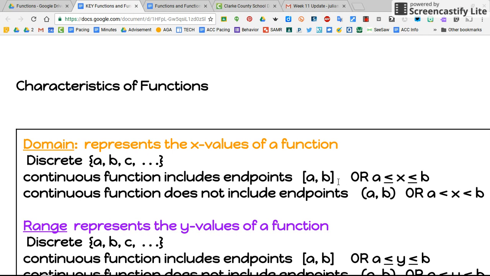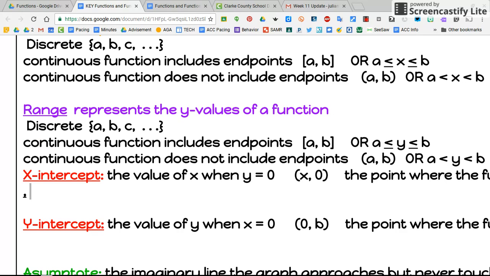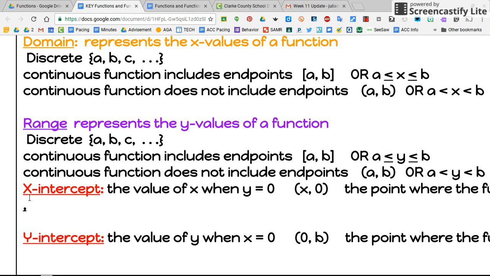If it's a continuous function and it does not include the endpoints, then we're going to use parentheses. That implies that the endpoints are our boundaries, but they're not included. And as you can see in our inequality notation, we don't have the equal sign because we don't want to include those points. A range is very similar, except for the fact that it is the y values. So again, we have the same three ways to represent those functions, so take a moment and write that down.